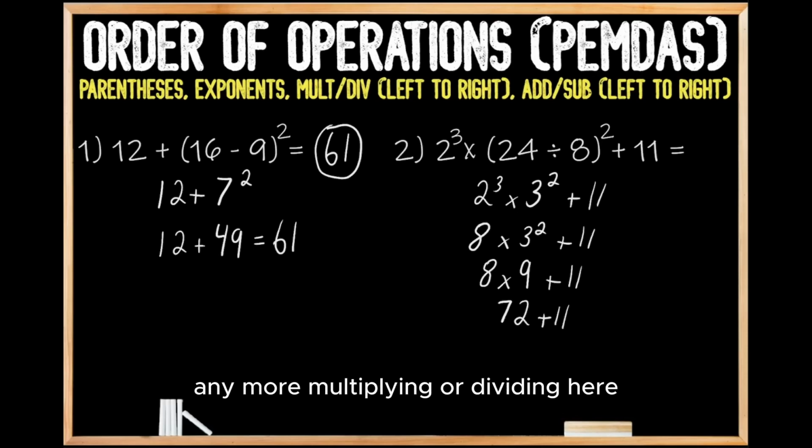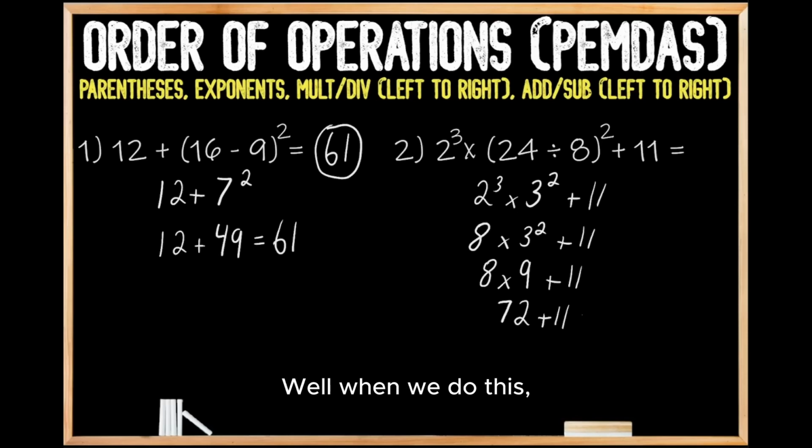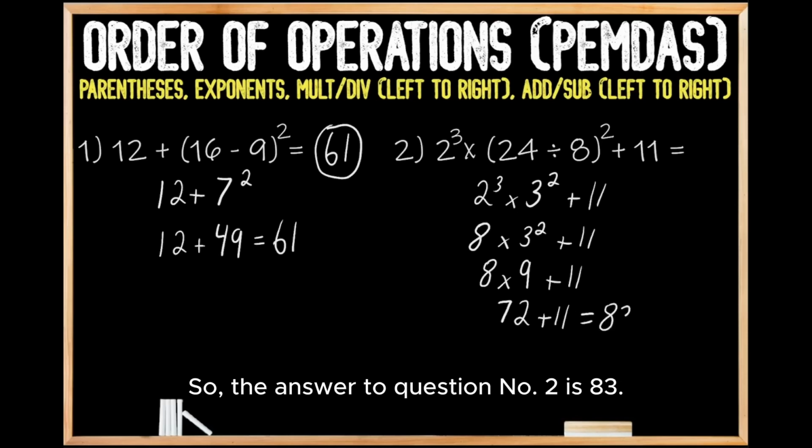Since we don't have any more multiplying or dividing here, we're going to move on to our last priority, where we're going to add or subtract. And all we have to do here is add 11 onto 72. Well, when we do this, we get 83. So the answer to question number 2 is 83.